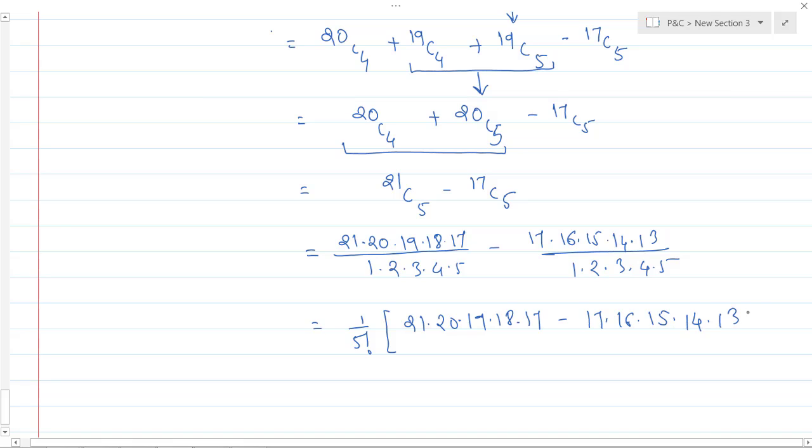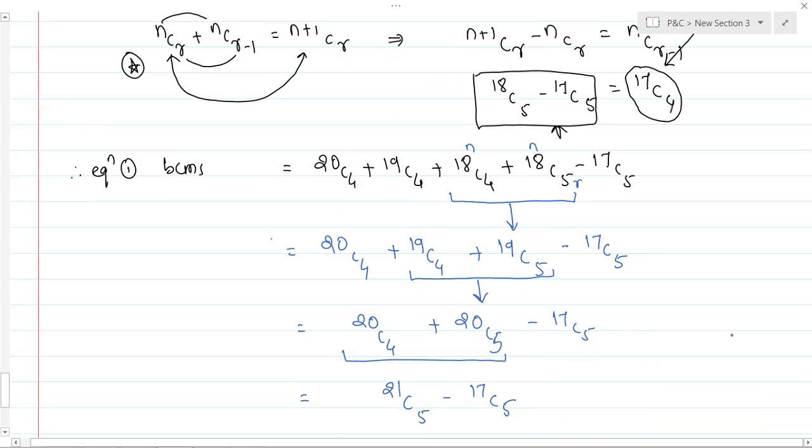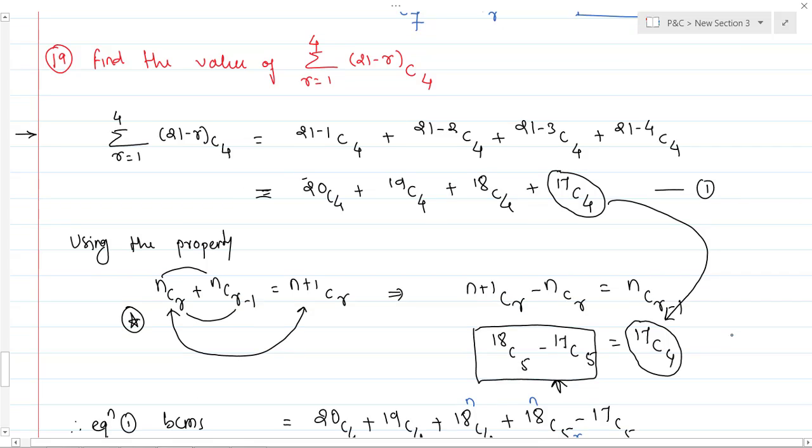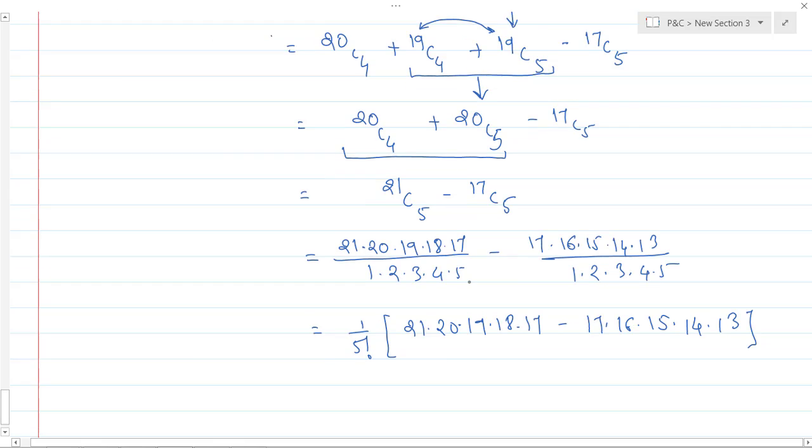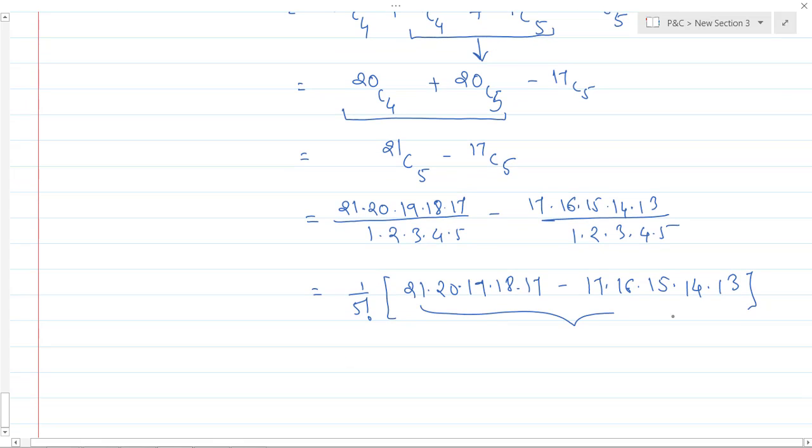Actually, calculations of such a difficult level do not come in our exam, but just for the sake of our understanding, just for the sake of understanding the concept, how we can arrange the different n values to get the same n values. See here, we get the same n values, 19, 19, 18, 18. That concept you have to understand here. So take this question as homework and solve this calculation part. Everyone please.